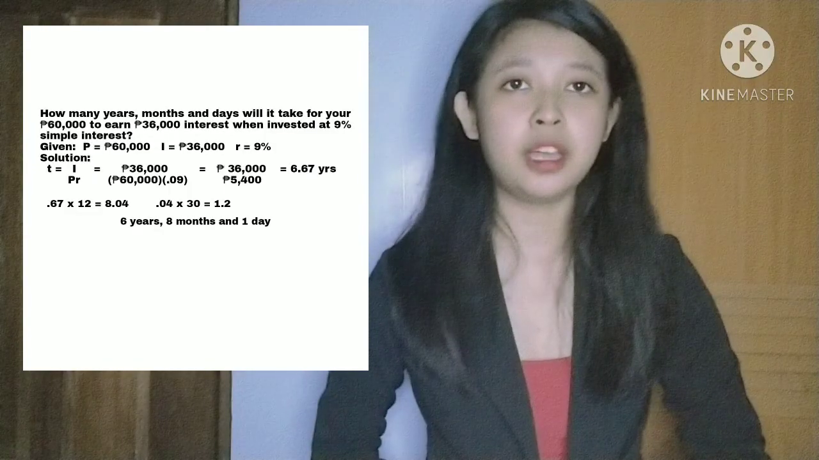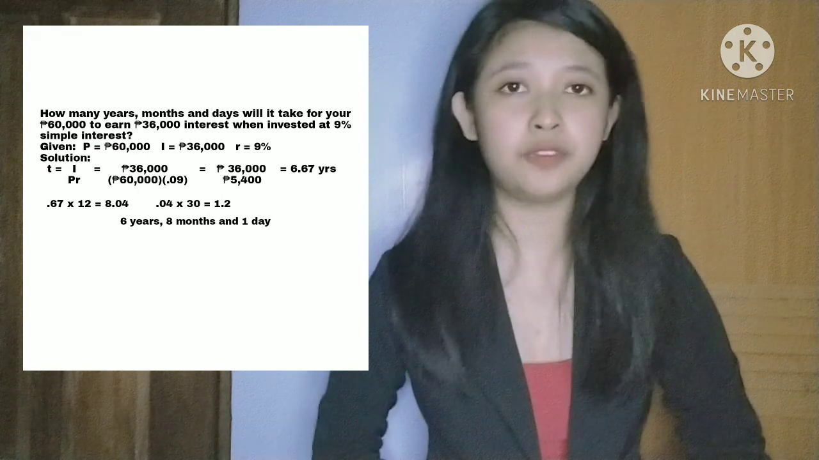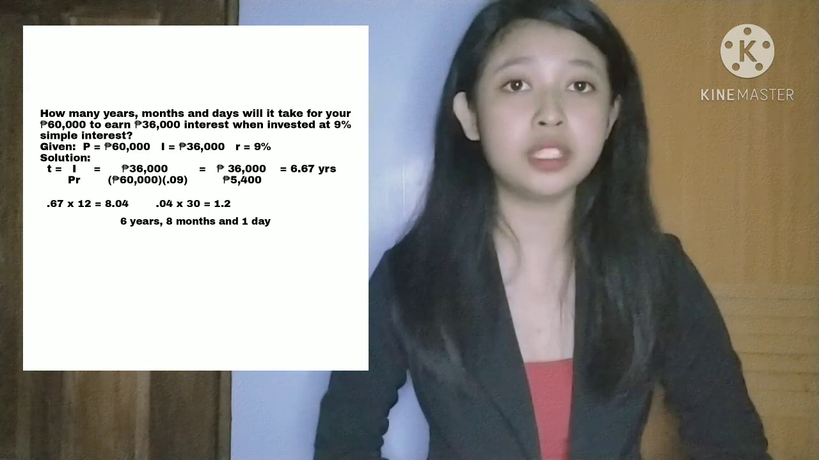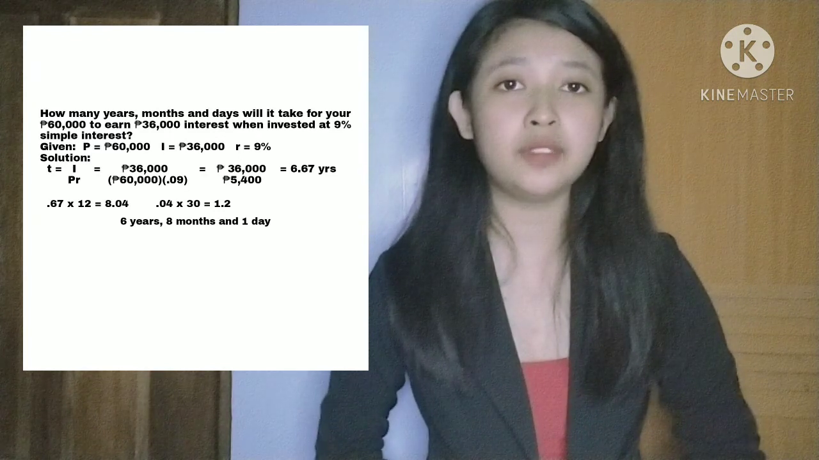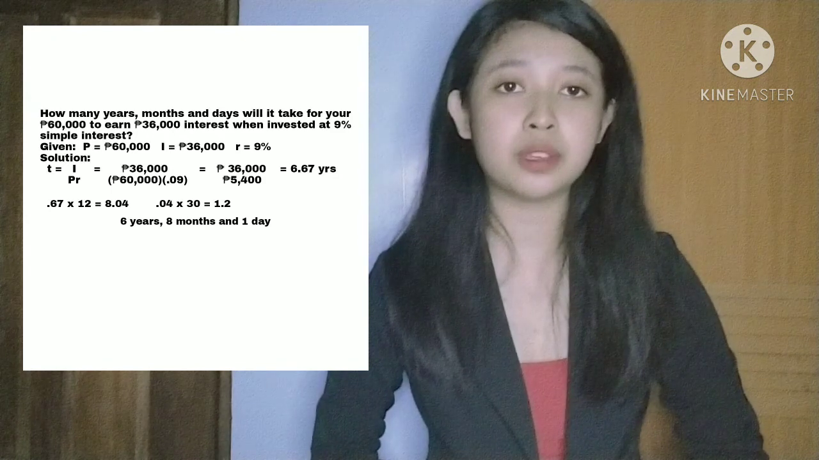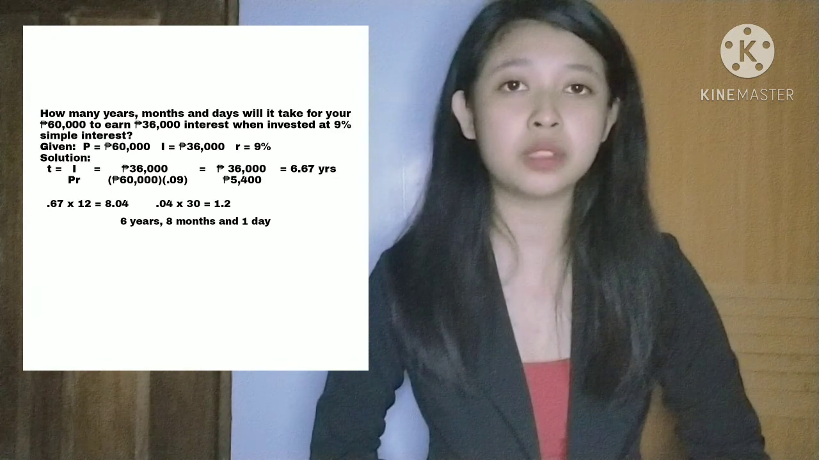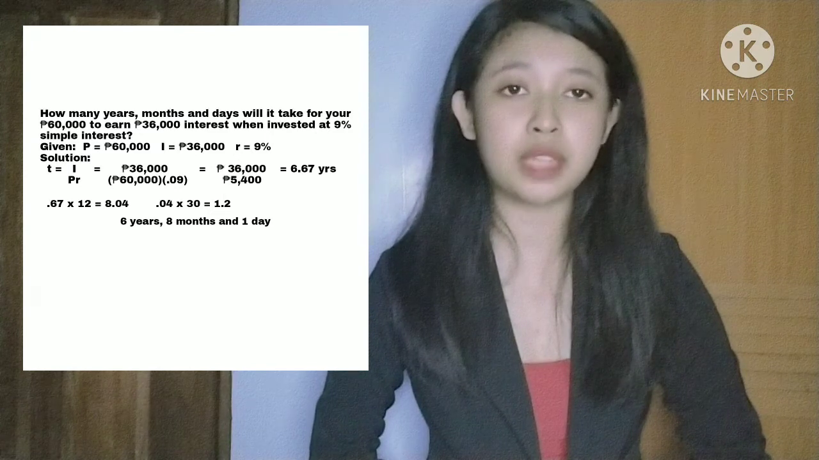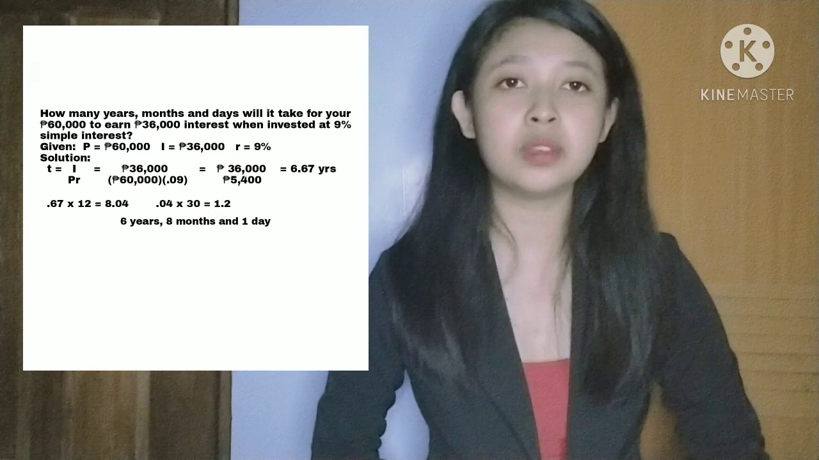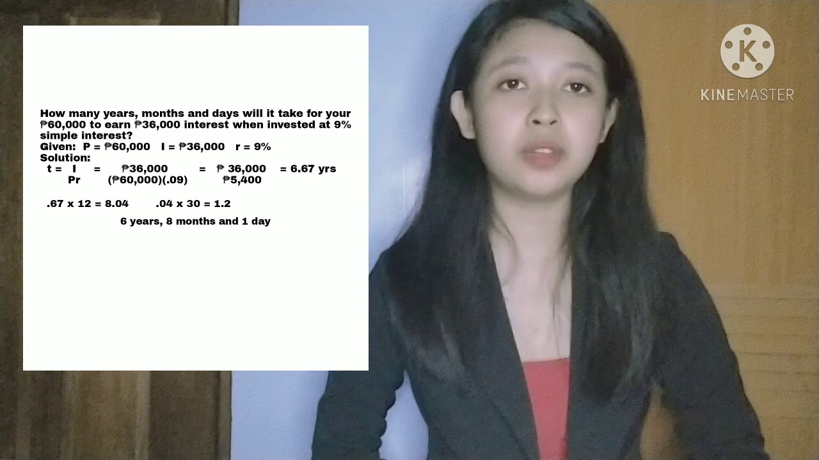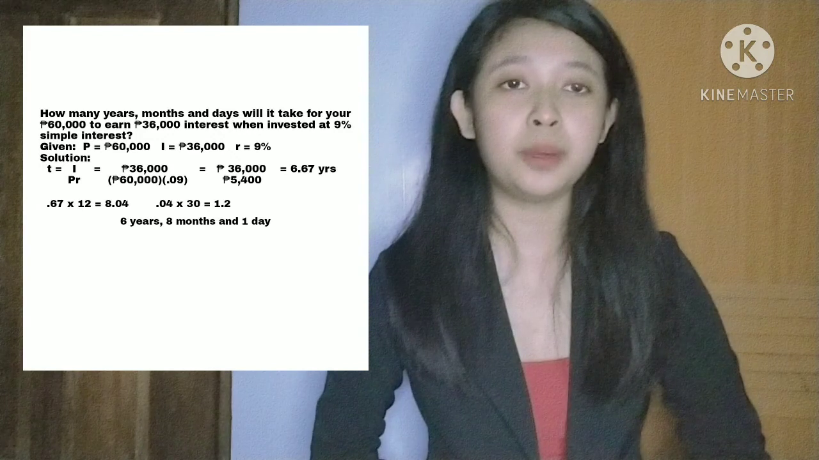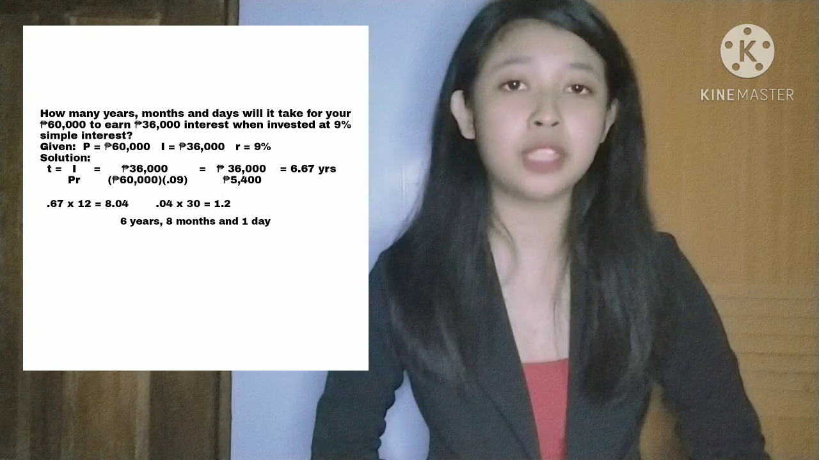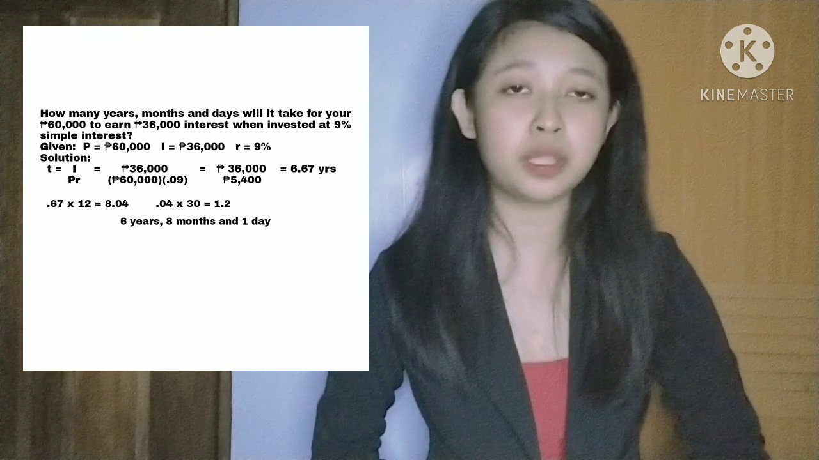Example number 4. How many years, months, and days will it take for your 60,000 pesos to earn 36,000 pesos interest when invested at 9% simple interest? Our given is P is 60,000 pesos, I is 36,000 pesos, and R is 9%. Our solution will be T = I divided by PR = 36,000 pesos divided by (60,000 pesos times 0.09) = 36,000 divided by 5,400 pesos = 6.67 years.